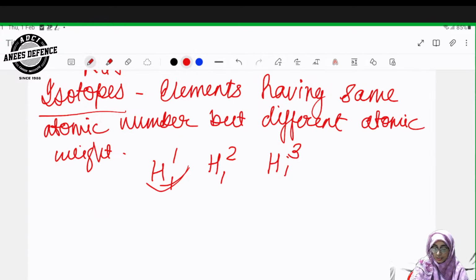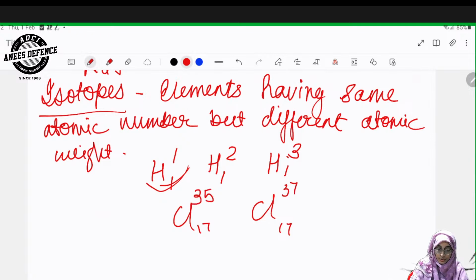Likewise, some other elements are also like this, like chlorine. Atomic numbers are the same, but they have different atomic weight. So where could he arrange 35 or 37? That was the drawback, the limitation of Mendeleev's table. And also he could not explain some elements of higher atomic weight, like lanthanides and actinides.